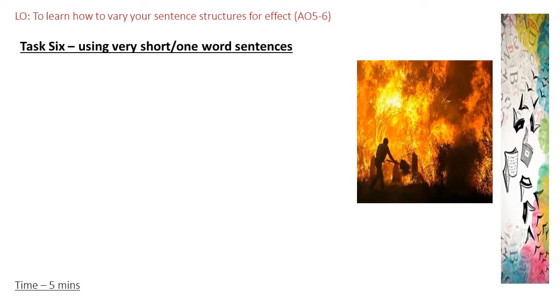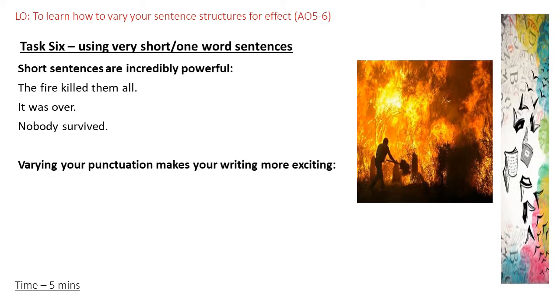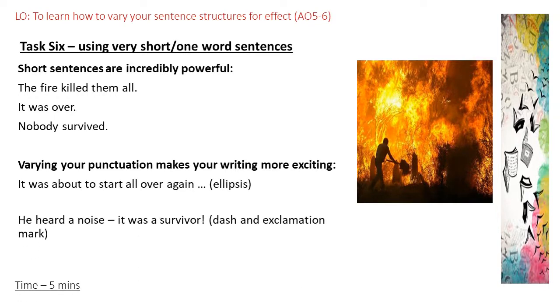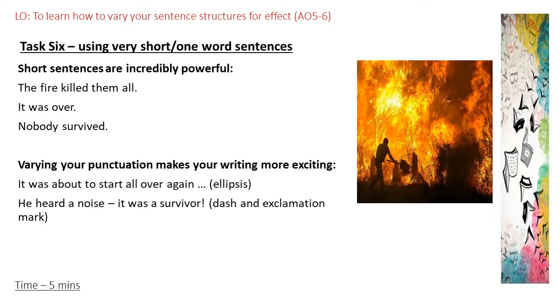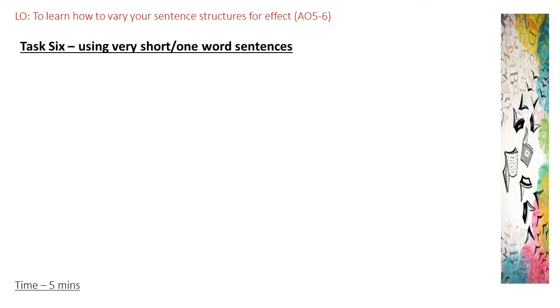Okay, so task 6 is about using very short or one-word sentences. Short sentences are incredibly powerful. The fire killed them all. It was over. Nobody survived. Varying your punctuation makes your writing more exciting. It was about to start all over again... He heard a noise. It was a survivor. Dash, an exclamation mark. What would he have done if his brother had been in there? Question mark.